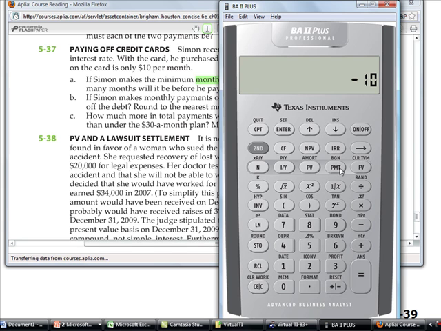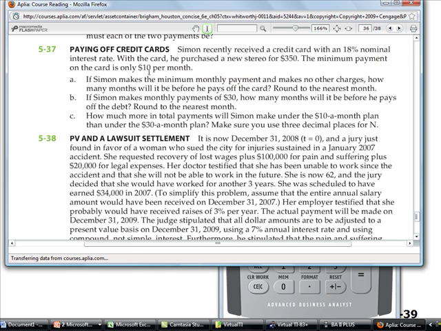When you borrow the money, it's like the credit card company is giving you the $350 today. But then, of course, you have to give them back $10 per month in this example. Future value we leave alone as 0. Now we compute n, and we find it's going to take him 50 months to repay that debt. 50 months for a total of $500 in total payments.